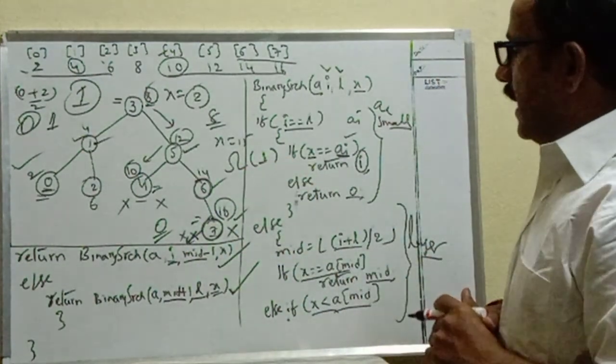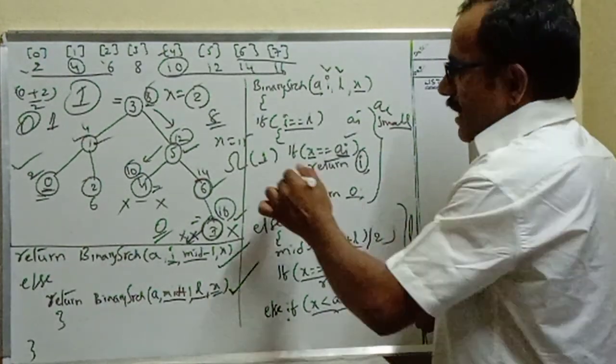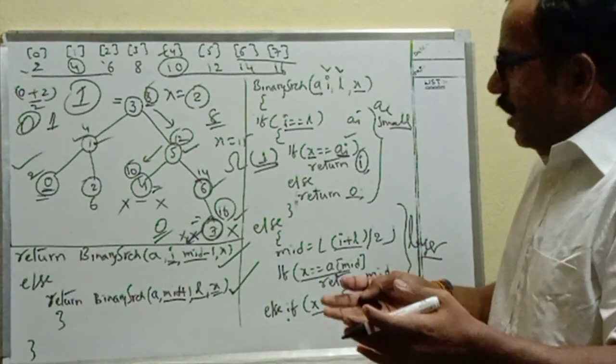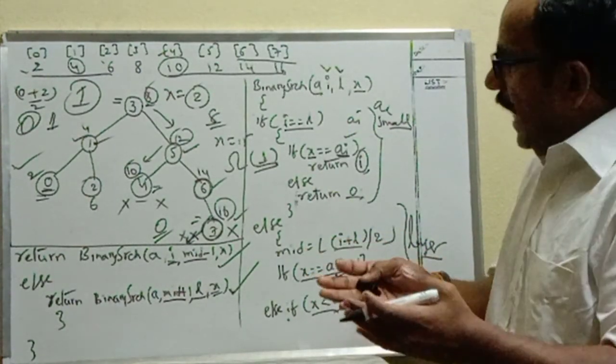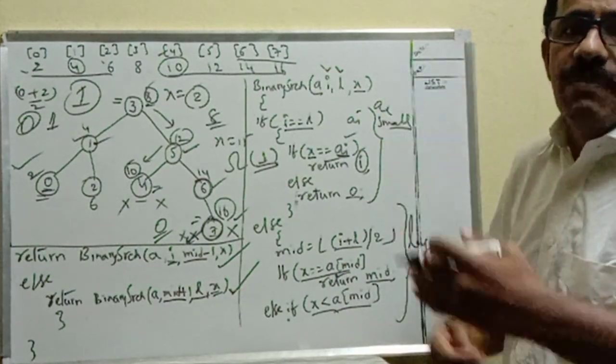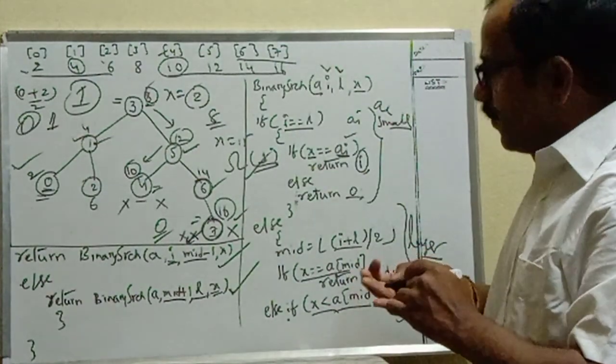Now, best case time complexity: if only one comparison is required, then we say that is the best case time complexity. Within one comparison, just after calculating the original problem's mid, if that mid location matches the searching element, then we say that is the best case. Then what is the worst case?